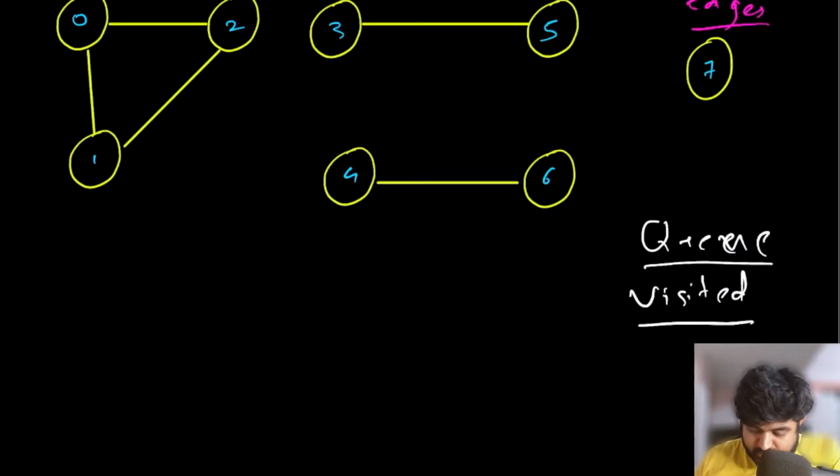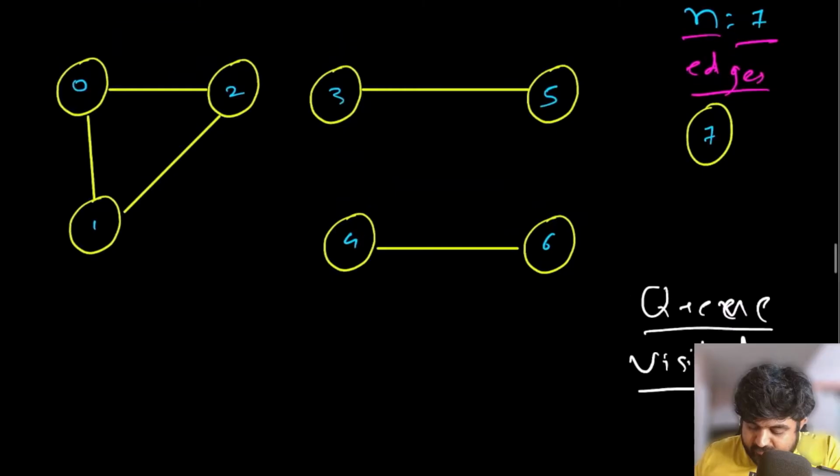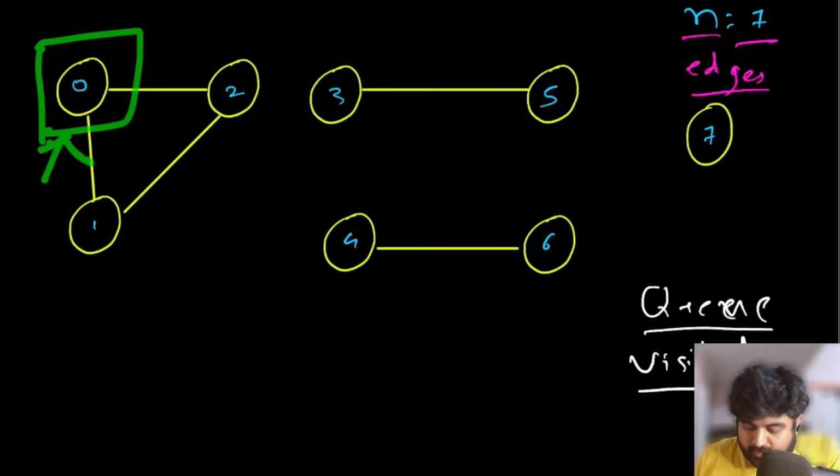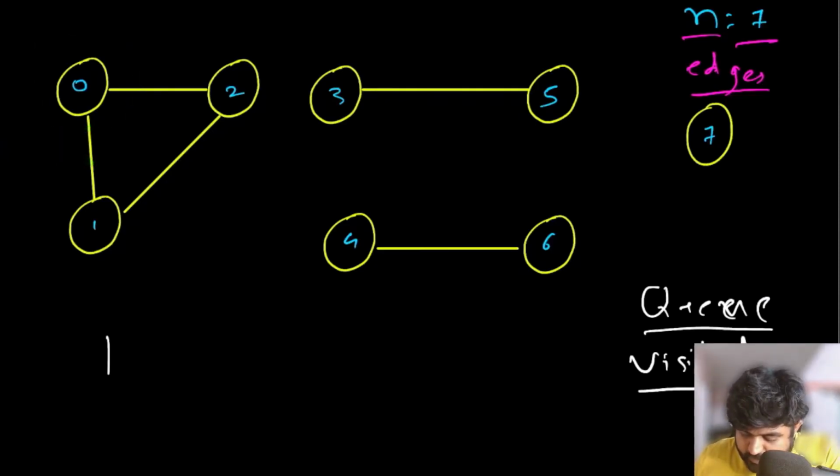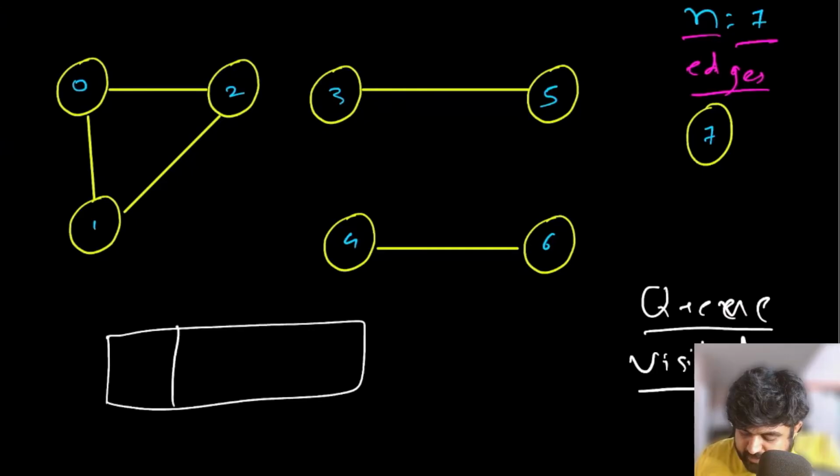First thing we are going to do is start from any node, because this is a graph. There is no particular definition that we need to start from here or from here. Say for simplicity, we start from node number 0. So we are going to have our queue. Inside our queue, currently we don't have any elements, and we also have our visited hash set.